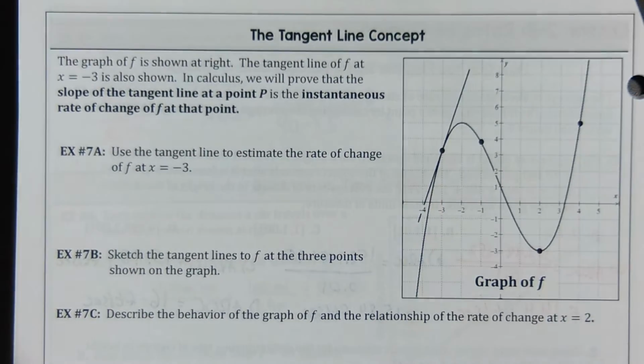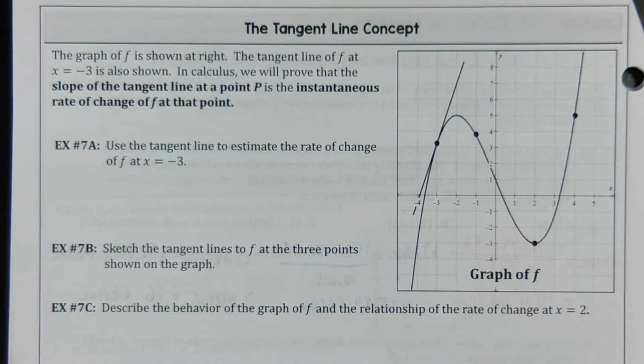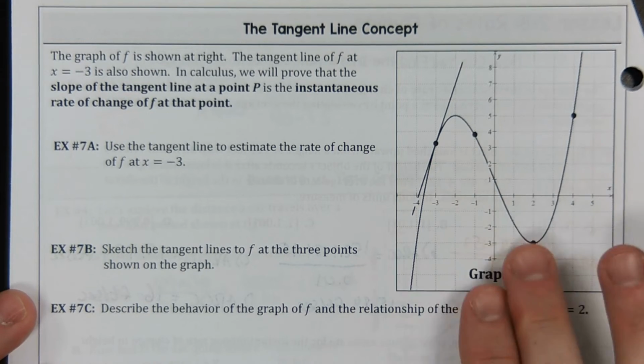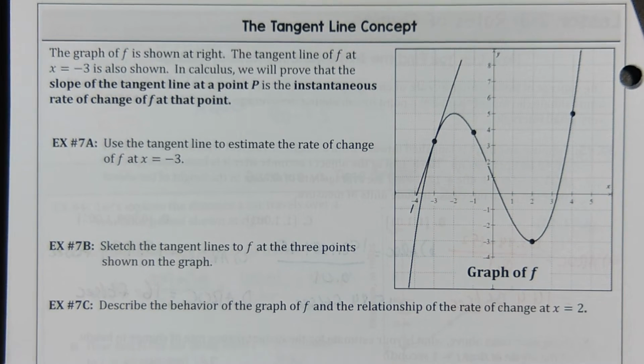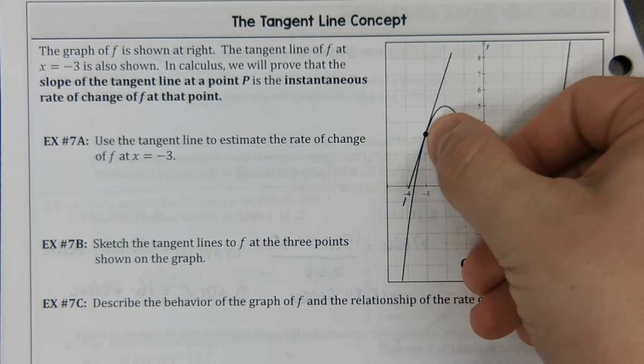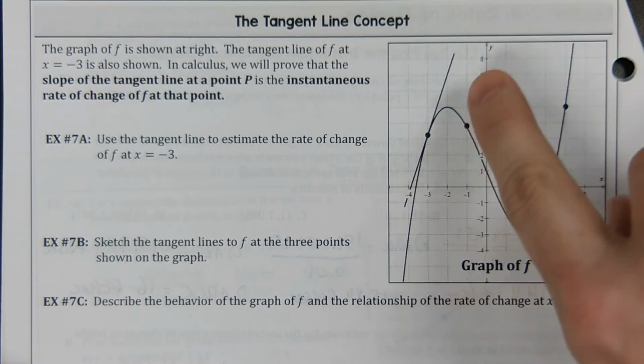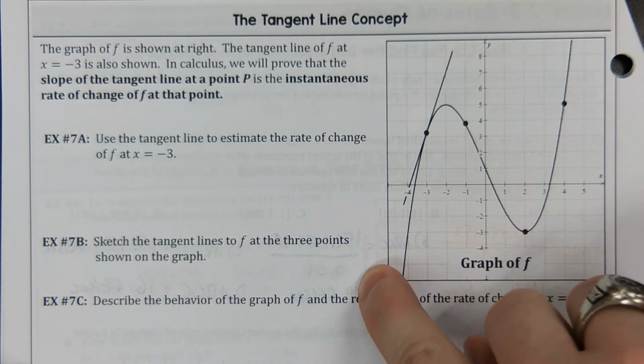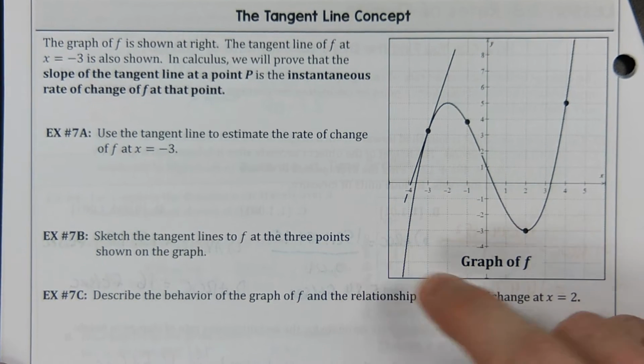The tangent line concept, explained a little bit better. Here's a graph of f of x. A tangent line of f at the point x equals -3 is drawn on here. So I have a coordinate at (-3, 3), and a tangent line, so that line touches the curve at (-3, 3) without going through it.